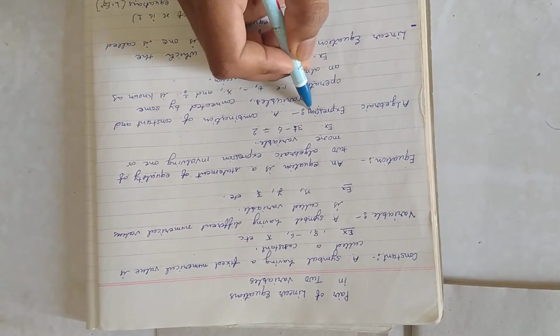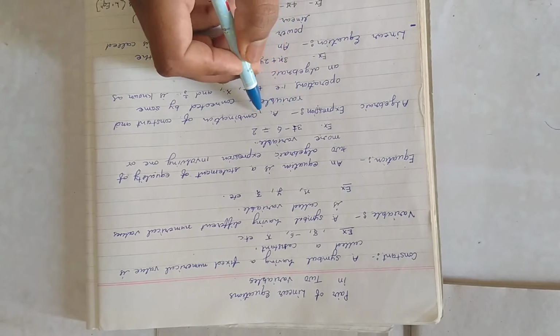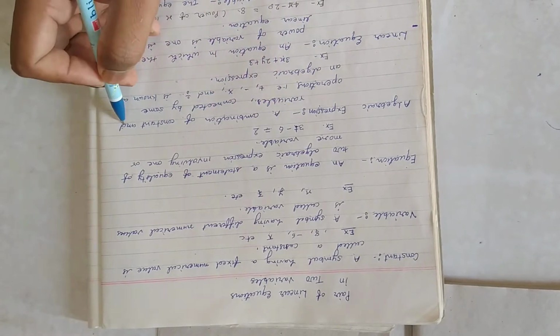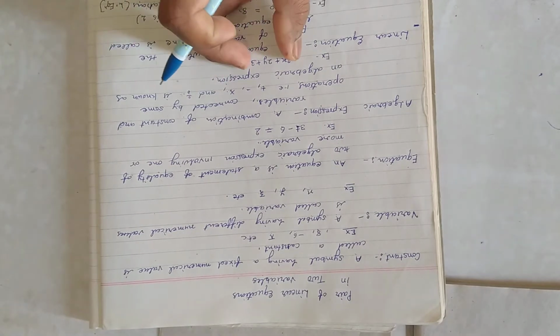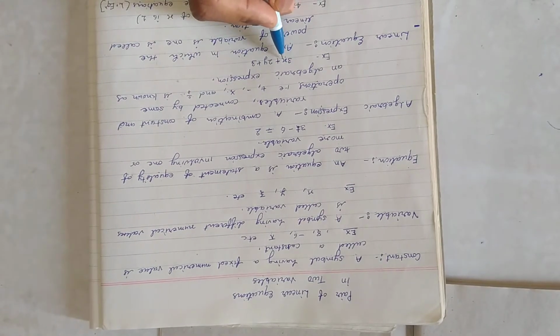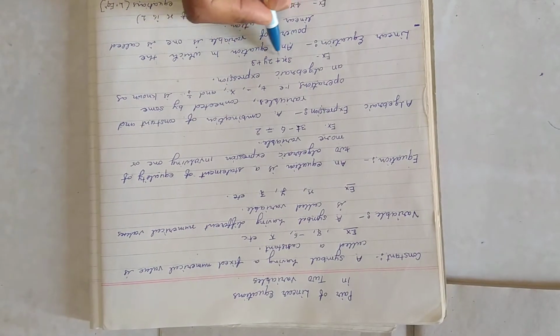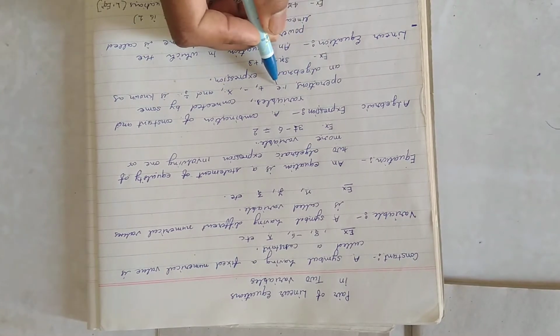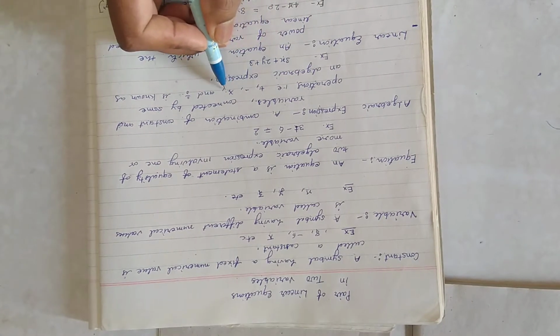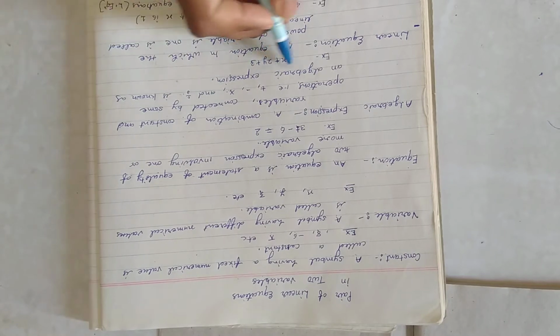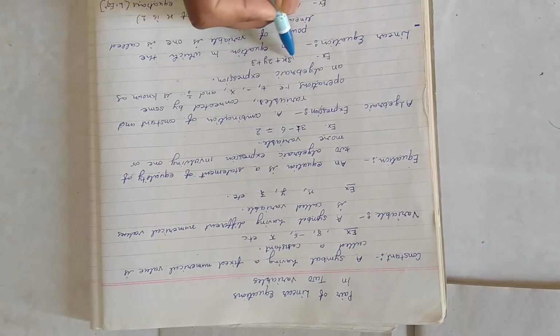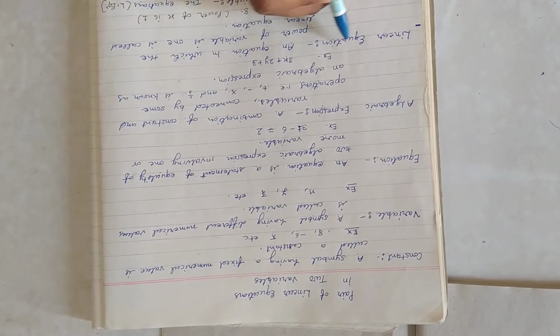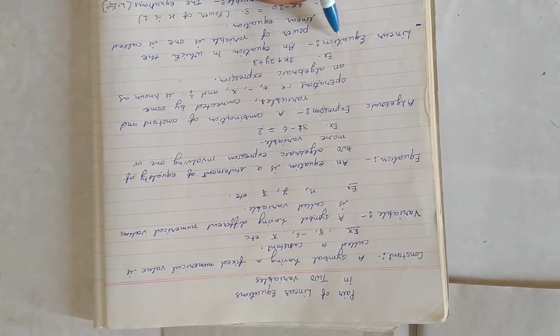Now, algebraic expression. What is an algebraic expression? A combination of constants and variables, connected by operations like plus, minus, multiply, divide, is known as an algebraic expression. This is an example of an algebraic expression.